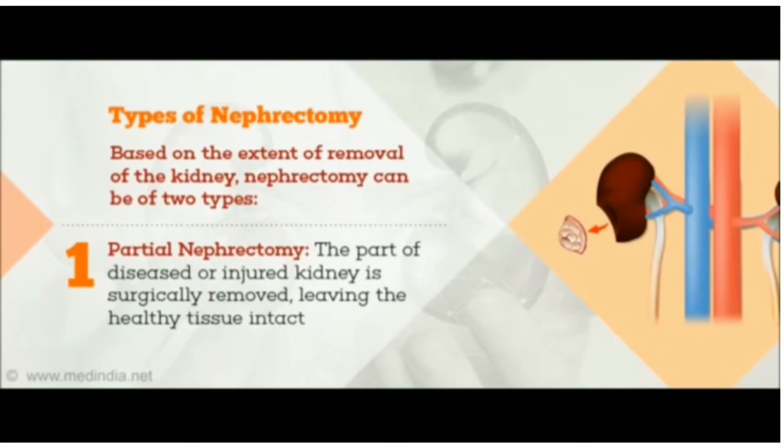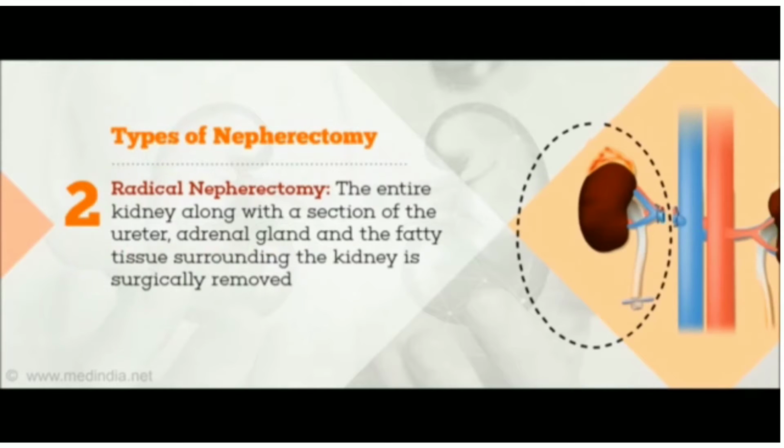Types of nephrectomy. Based on the extent of removal of the kidney, nephrectomy can be of two types. 1. Partial nephrectomy, that is, the part of the diseased or injured kidney is surgically removed, leaving the healthy tissue intact. 2. Radical nephrectomy, that is, the entire kidney along with a section of the ureter, adrenal gland and the fatty tissue surrounding the kidney is surgically removed.